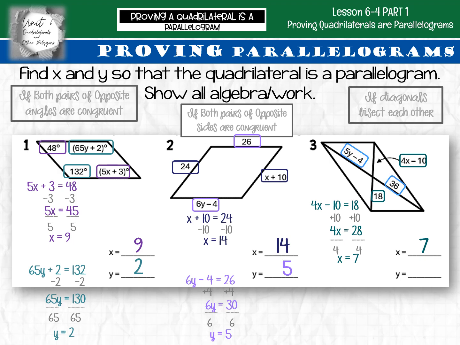Let's do the same thing with y. Those two would have to be congruent as well if diagonals bisect each other. So 5y minus 4 equals 36. Add 4 to both sides. 5y equals 40. Divide both sides by 5, and y is 8. So if x is 7, y is 8, that forces that quadrilateral to be a parallelogram.